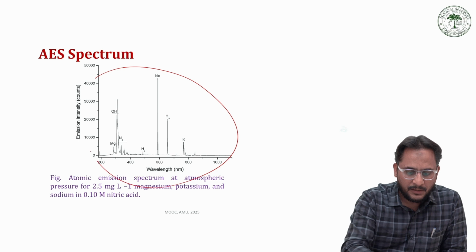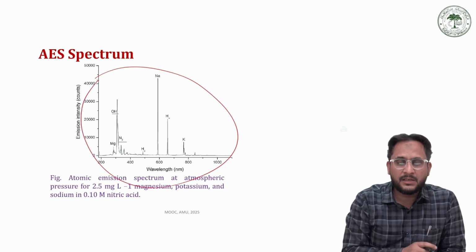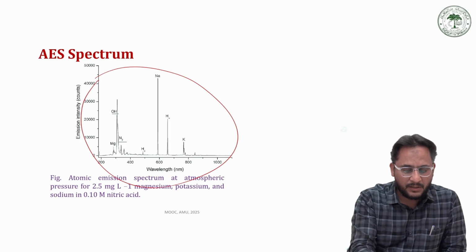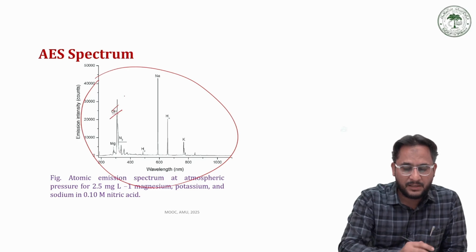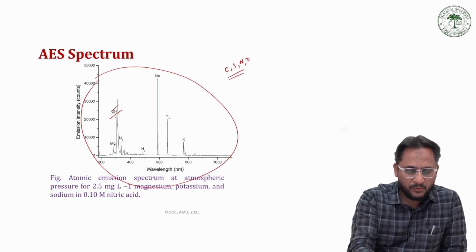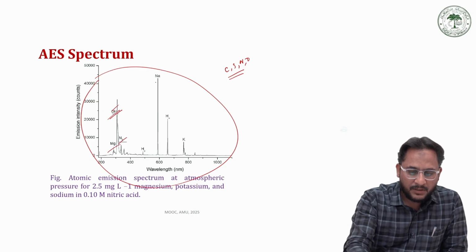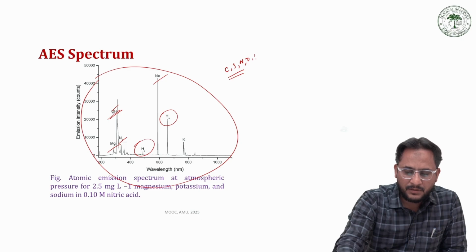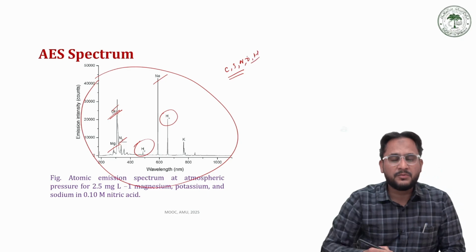Now, in the previous AES case I showed you Sn, Fe and Cd only, but in this particular case you can see that even oxygen can be detected. As I told you, certain non-metals like carbon, sulfur, nitrogen and oxygen can be detected by atomic emission spectroscopy. So you can see the peaks of OH, N2 and the metals Mg, and we also have hydrogen peaks.